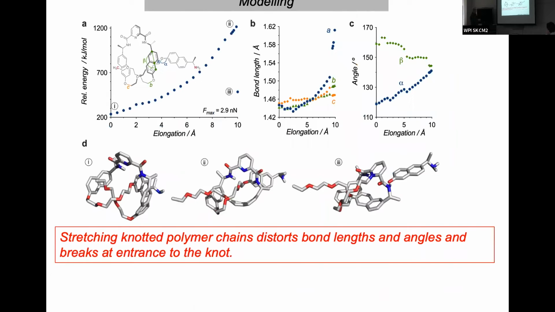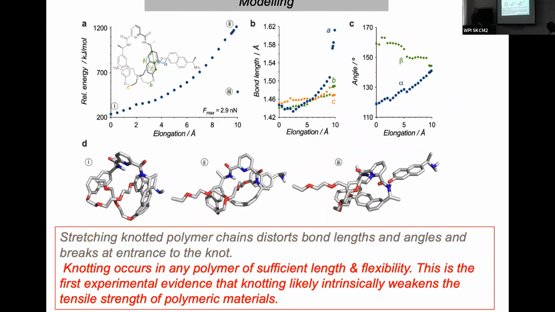So this is theoretical modeling of this actual structure, and we can see exactly what is happening. Stretching of this knotted polymer chain distorts the bond lengths and angles, and it breaks at the entry to the knot. As knotting occurs, of course, in any polymer of sufficient length and flexibility, this is the first experimental evidence that knotting likely just intrinsically weakens the tensile strength of polymeric materials. So we're very excited about the possibilities that being able to make knots will give us for analyzing the behavior of knots in different processes.